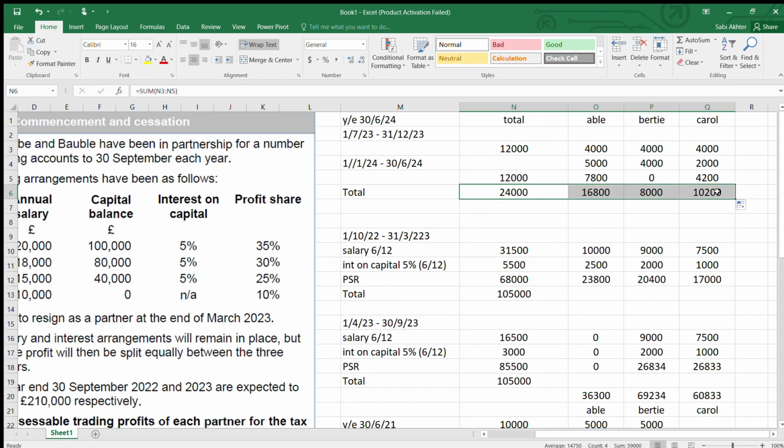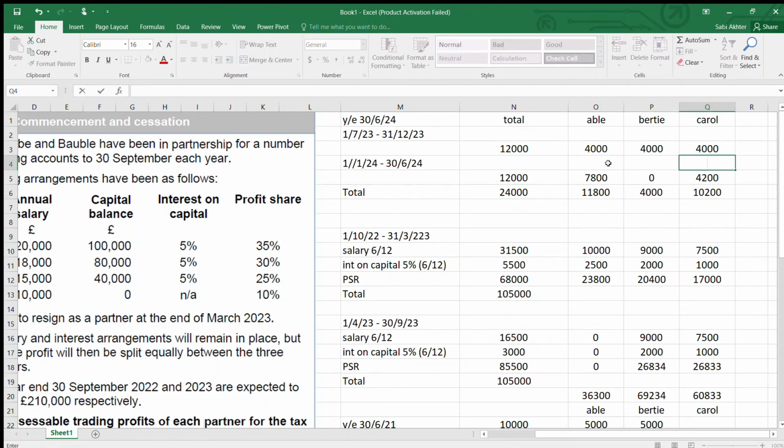Okay. So we have 11,800, 4,000, and 8,200. Now, remember, Abel and Carol will be assessed on current year basis. That is this amount and this amount.